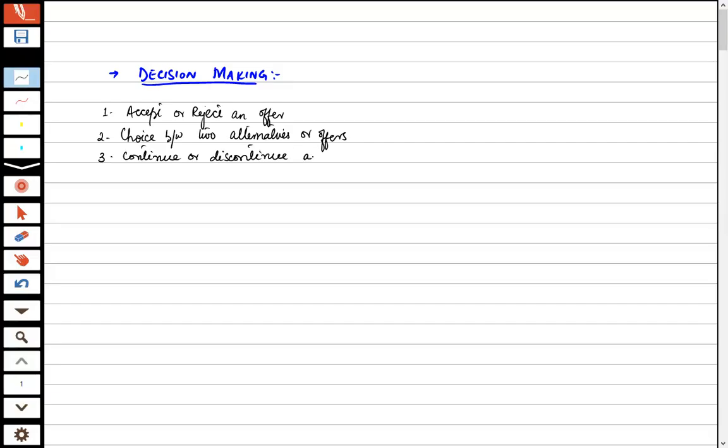A product, it can be anything: continue or discontinue a product, a department, even a segment, or even any business activity.